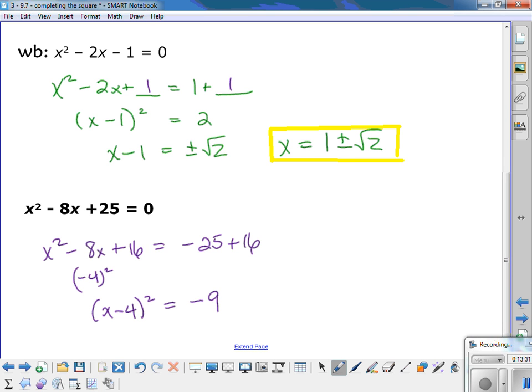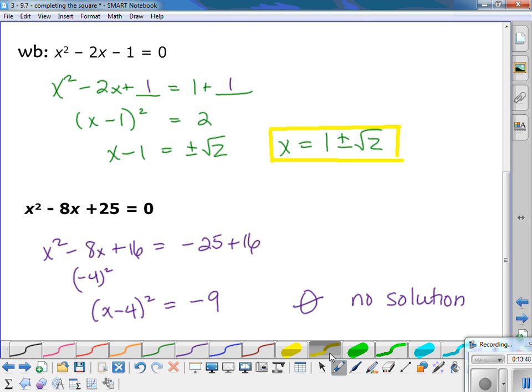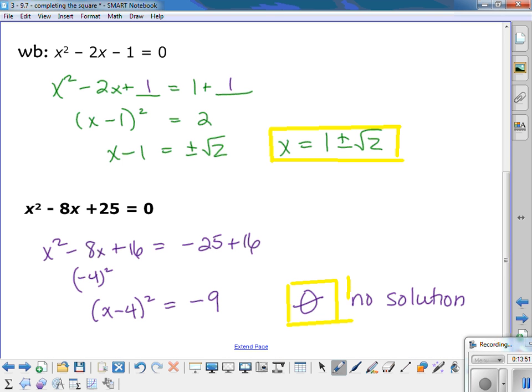Can I take the square root of a negative? No, I can't. So this one ends up being no solution. Now, you couldn't say that as soon as you subtracted the 25, because when you completed the square, you might have gotten a bigger number to end up with a positive. So you need to go all the way through completing the square before you decide if it's no solution or not. Okay?